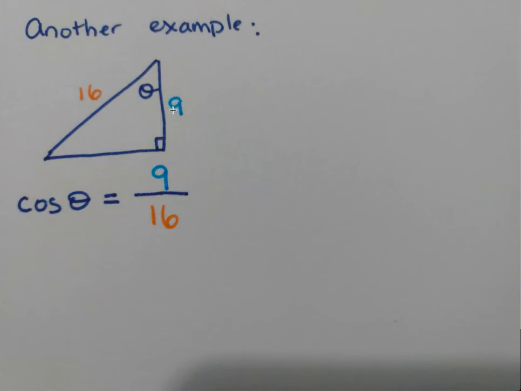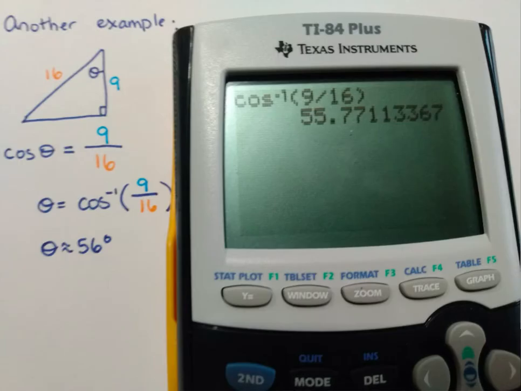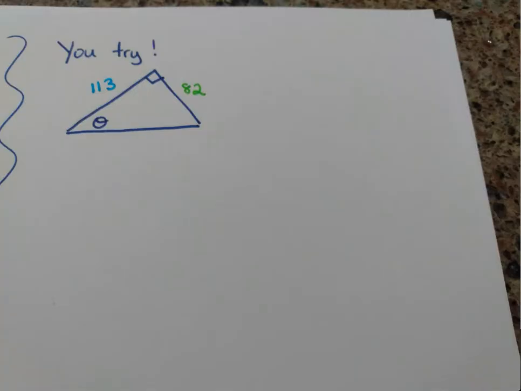Cosine is the adjacent compared to the hypotenuse, so I set up my ratio. Handy dandy calculator time. I'm going to inverse cosine that ratio and round to the nearest whole degree. All right, you try it. See if you can find the value of theta rounded to the nearest whole degree. Go ahead and pause the video now and try it.